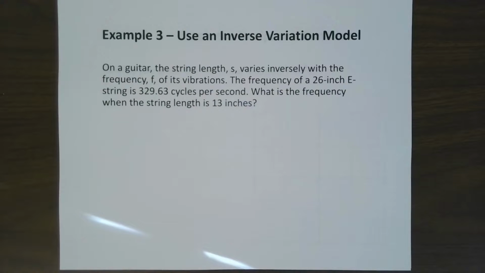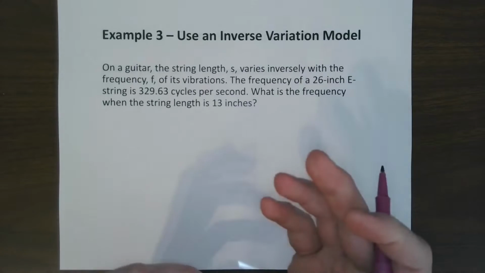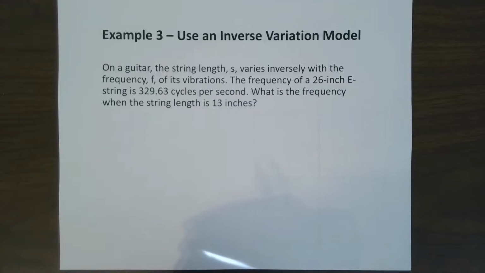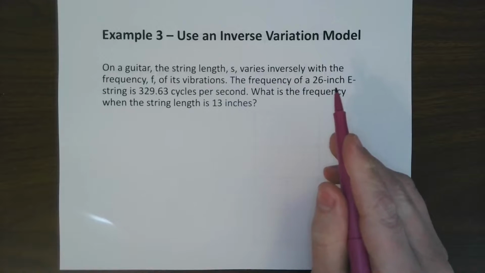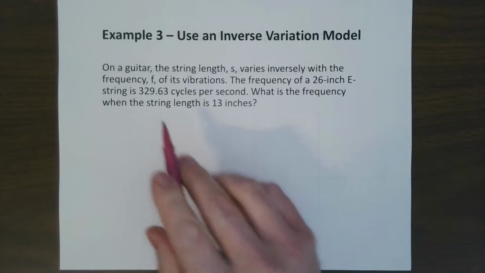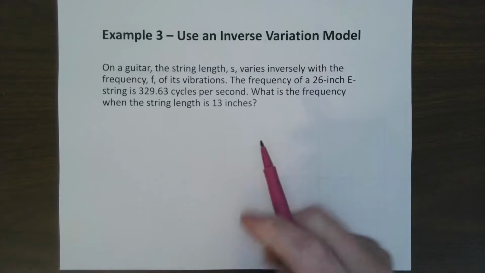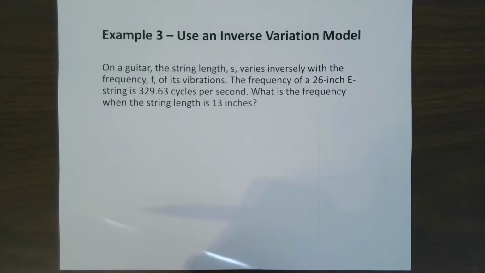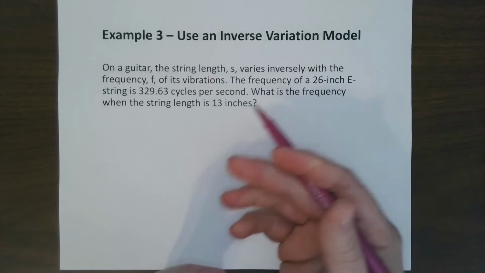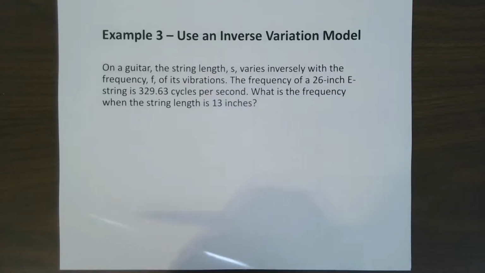So how's this used in real life? Actually, Pythagoras is the one who figured this out. On a guitar, any stringed instrument really, the length of the string varies inversely with its frequency. In other words, the shorter the string is made, the higher pitch there is. They noticed that the 26-inch E string on a guitar goes at 329.63 cycles per second. So what's the frequency going to be when it's 13 inches? It's basically going to be double, since the distance is half.